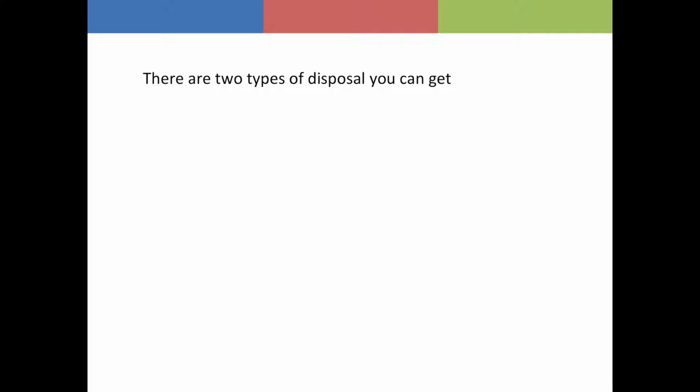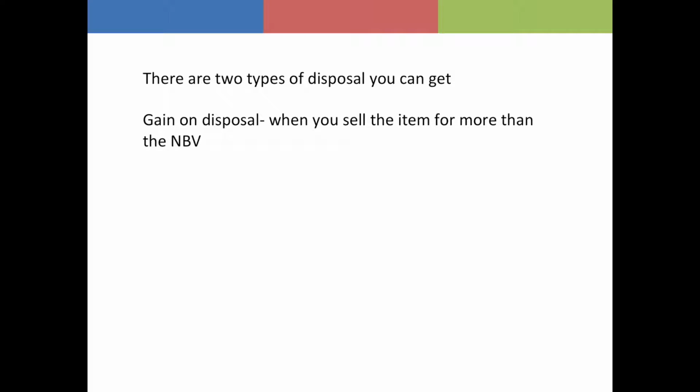There are two types of disposal, and these are gain on disposal. This is when an asset is sold for more than its net book value and you take the difference between the selling price and the net book value. This would be recorded as an income in the income statement.